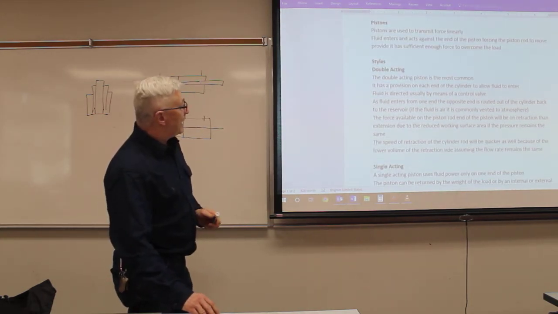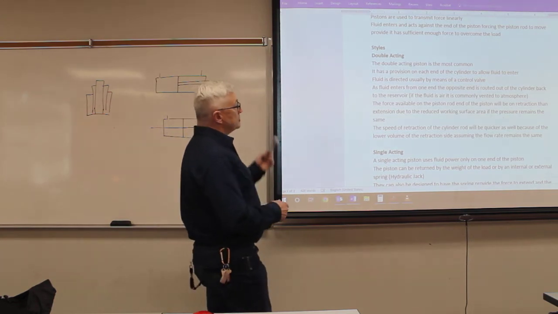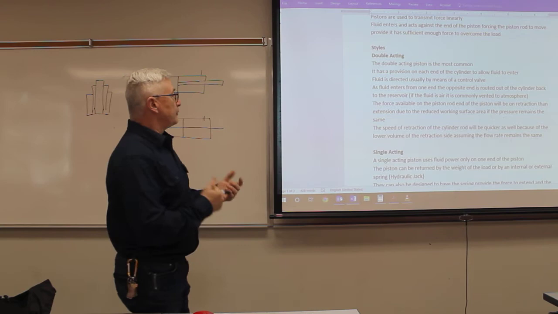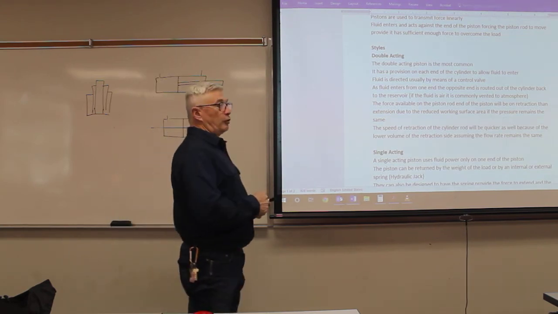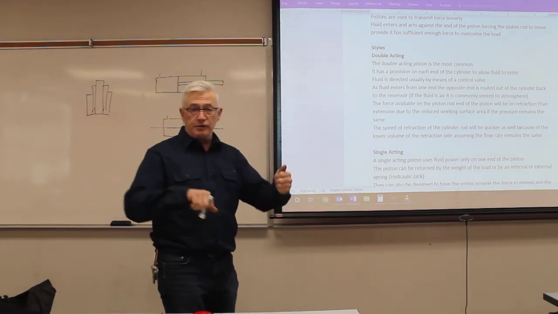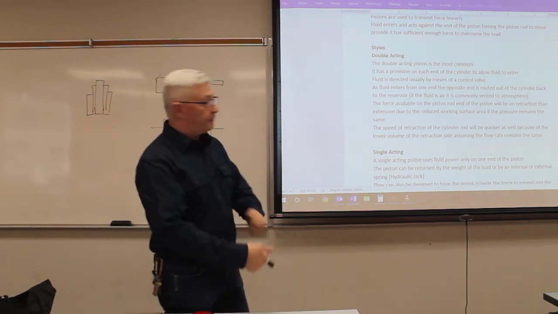So double acting piston is most common. It has provision at each end of the cylinder to allow the fluid to enter. Fluid is directed usually by means of a control valve. Pistons wouldn't work very well if every time you wanted to change direction you had to take a hose off and switch them to get the fluid to flow.